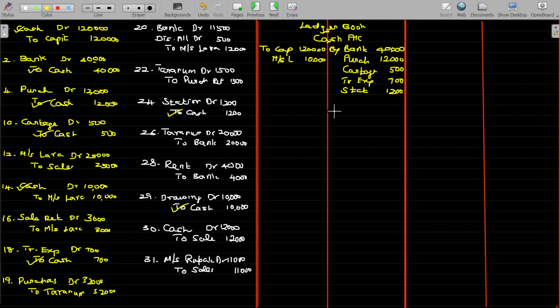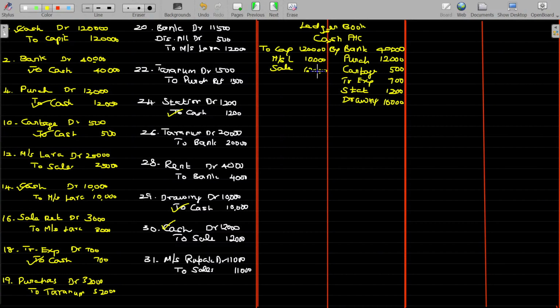Then 29th drawings is there, which should also be posted by drawings here. By drawings, the value being 10,000. On 30th, to sales. Cash is in the debit side, so in the debit side, I have to write the opposite account name, which is sales, 12,000 rupees. As such, now I have posted all the items available for the cash account.